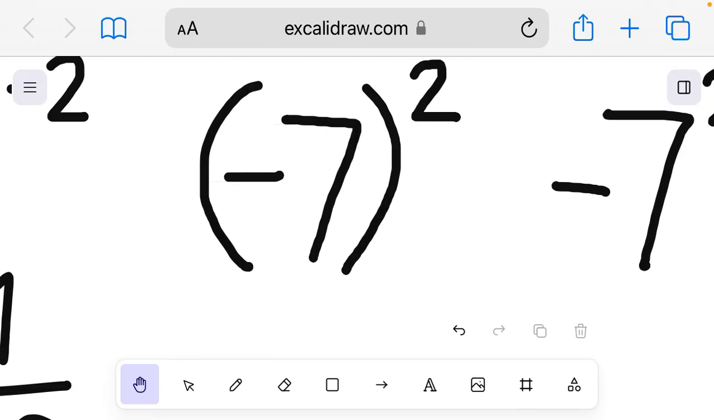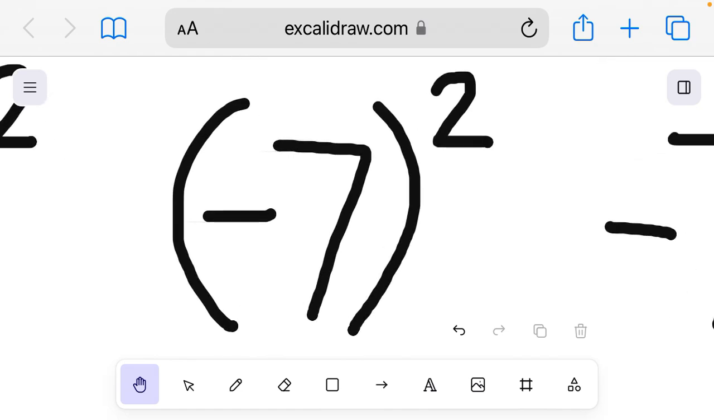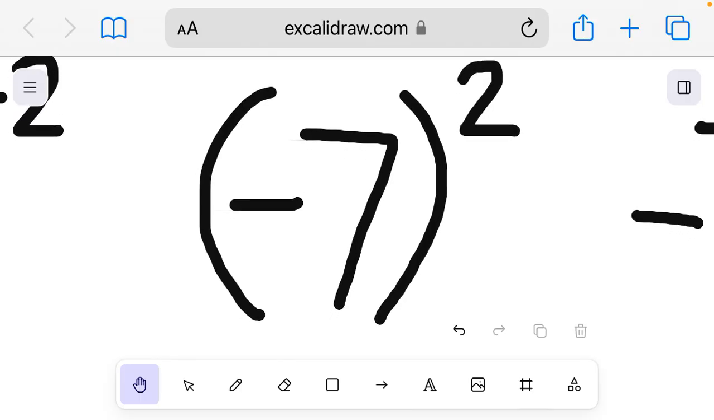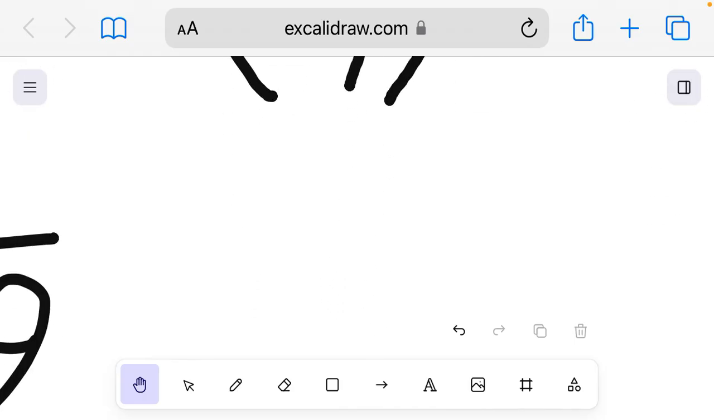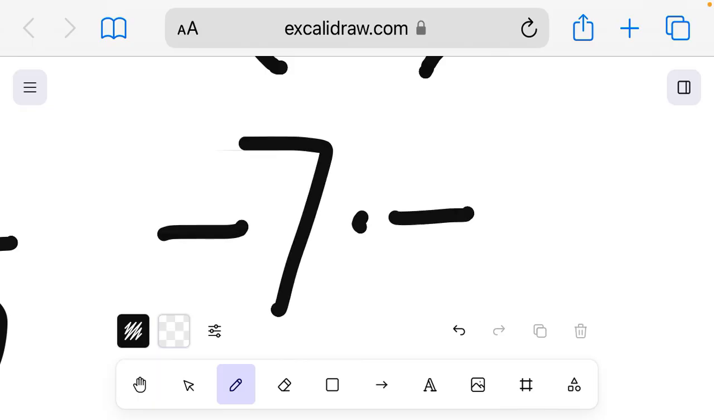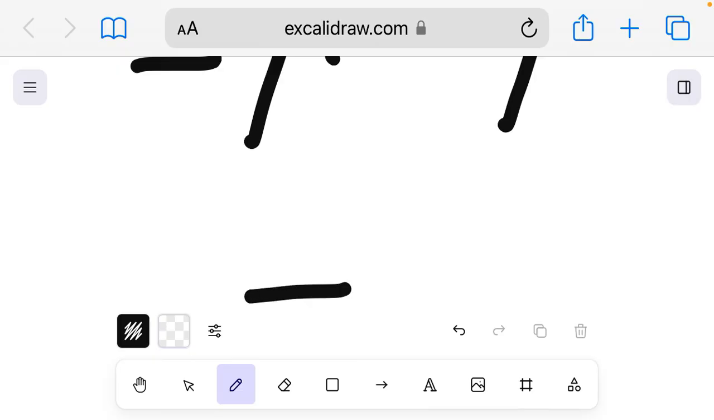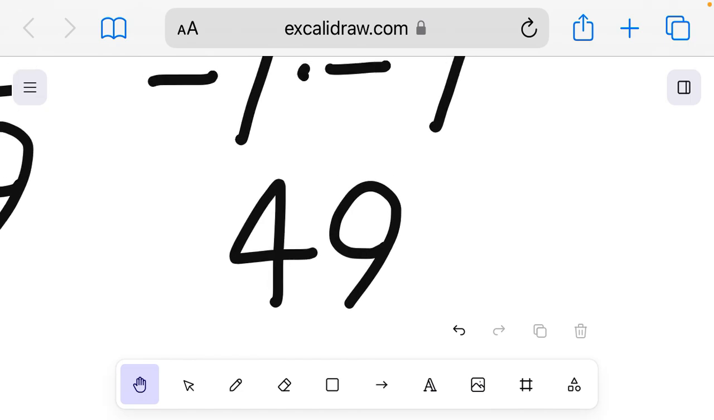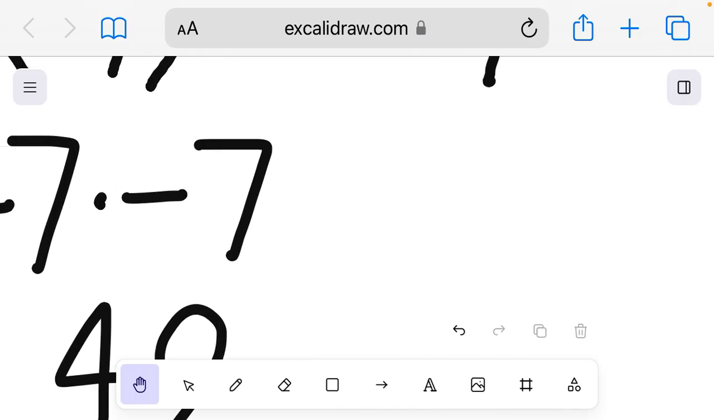Now on to the third problem. We have negative 7 in parentheses, squared. If you don't know what the parentheses are for, the parentheses lock the whole base in. So it takes the whole negative 7, which means you square that whole number. So you have negative 7 times negative 7. And we know two negatives make a positive, so it's positive 49. That's the answer to the third problem of this set.